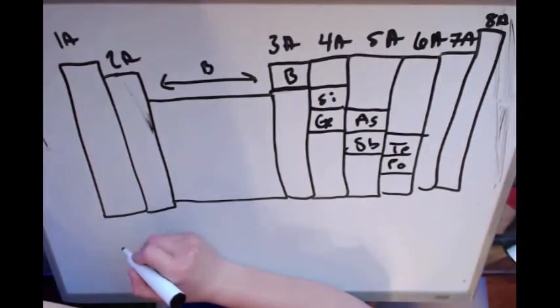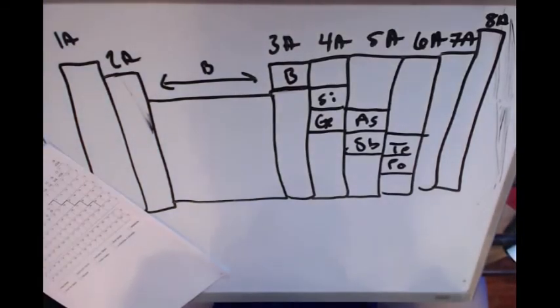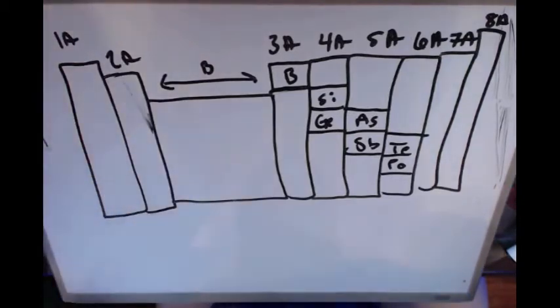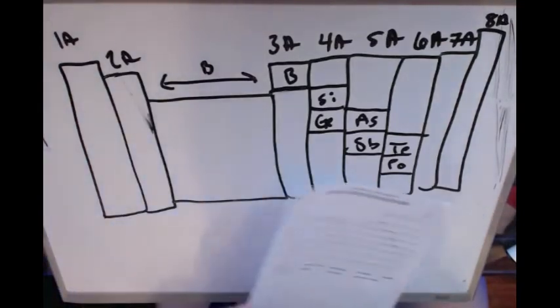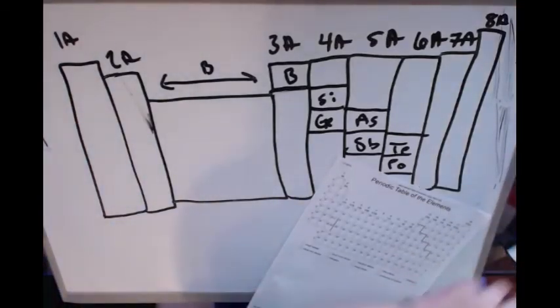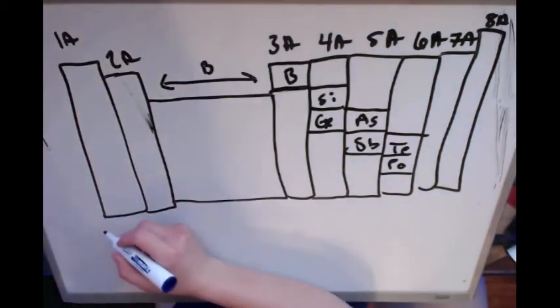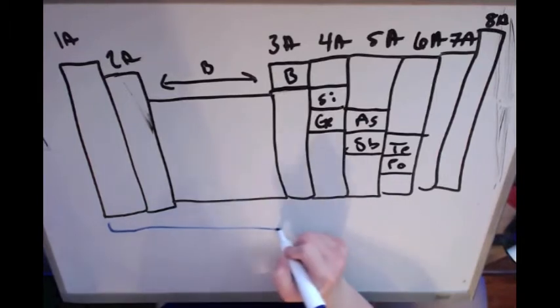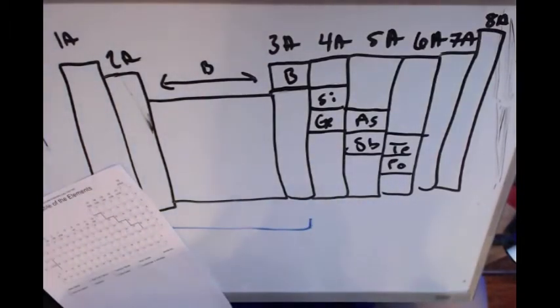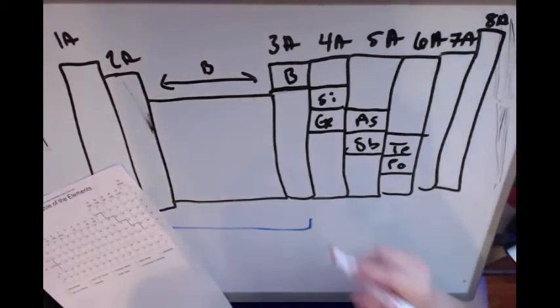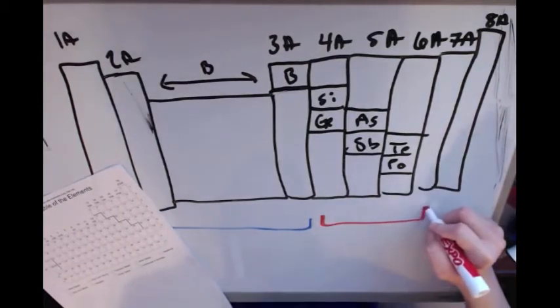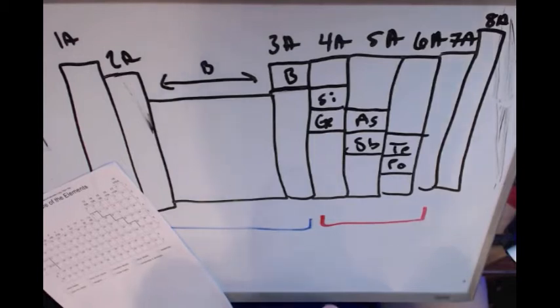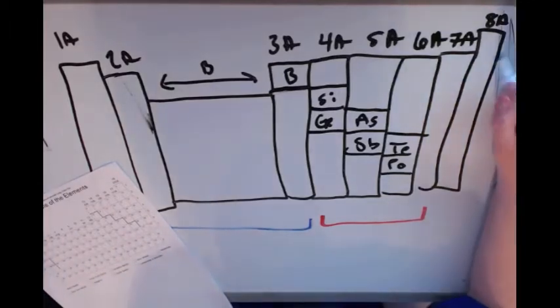Next, I'm going to switch up the colors. I'm going to use blue for positive, because metals turn into positive cations, and nonmetals turn into negative anions.